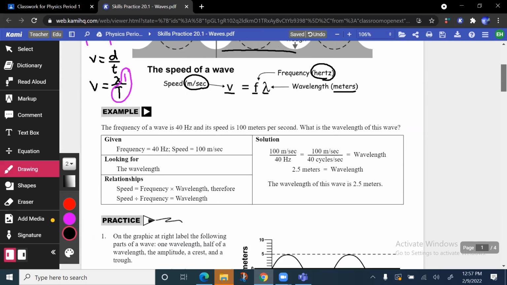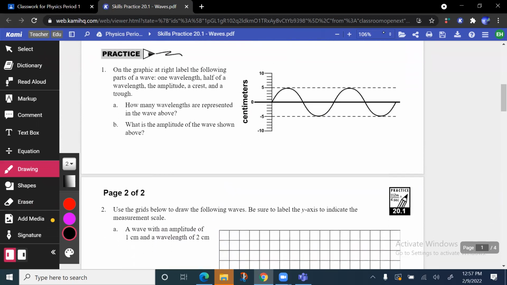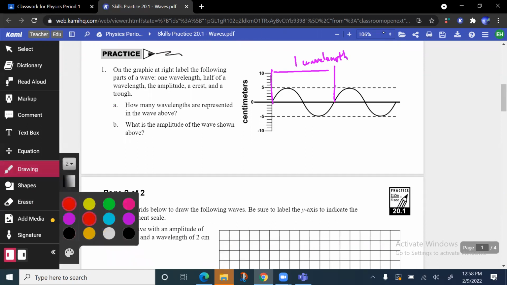Let's go down to question number 1. On the graphic to the right, following parts of the wave, let's identify one wavelength, half a wavelength, amplitude, crest, and a trough. All right, so let's see what we're looking at here. This from here to here would be one wavelength. But do keep in mind, there's other ways you could have mentioned this.